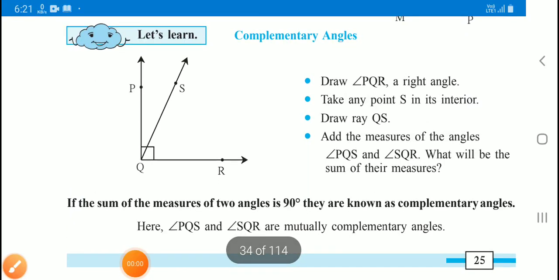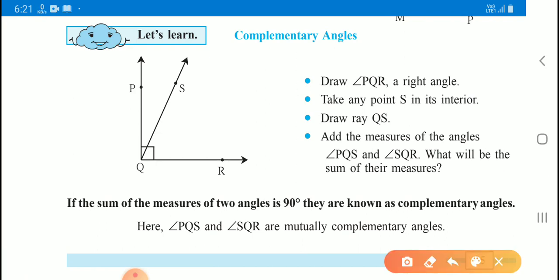Hi students, let us learn about complementary angles. You can see here the figure of the angle PQR. This angle PQR is divided into two angles. These angles are angle PQS and angle SQR.